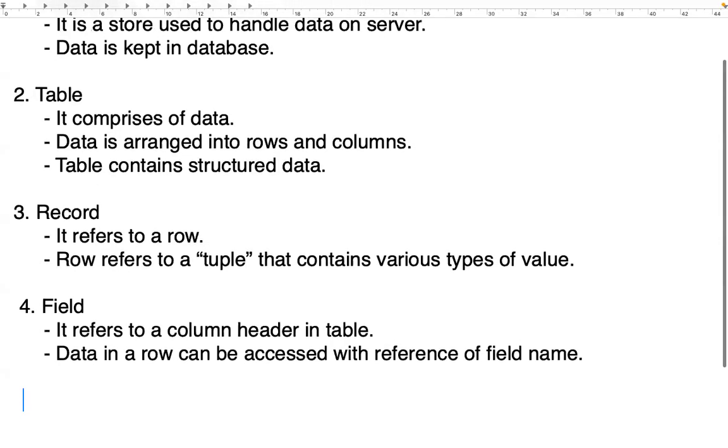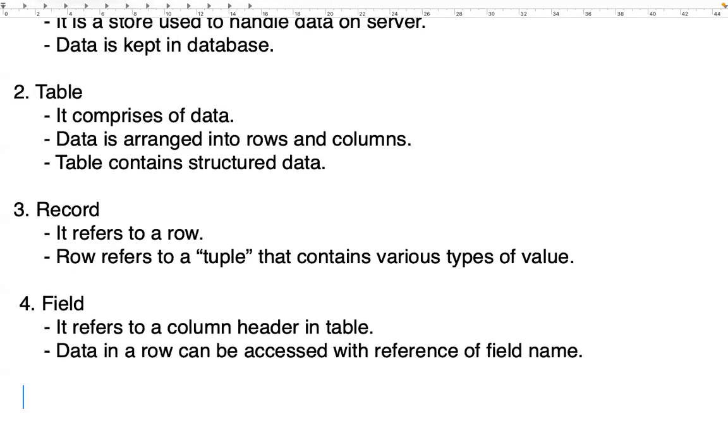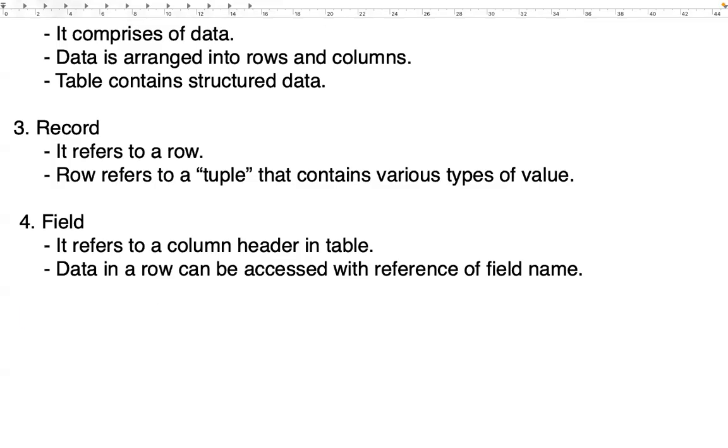So we have a database. In the database, we will have tables. In a table, we will have a record. That means a row. A row is considered a tuple. In the tuple, every value can be accessed with reference to field names. Column headers are called what? Fields.